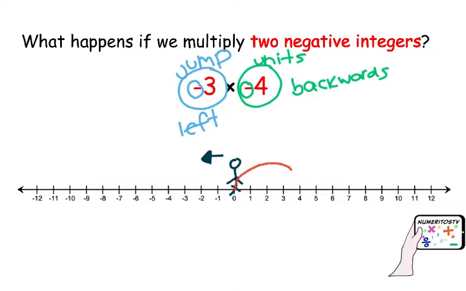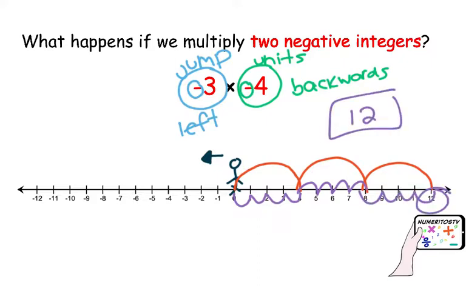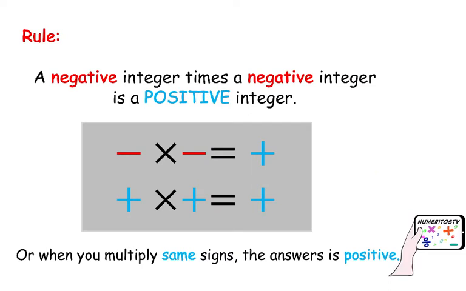So 1, 2, 3 jumps backwards. 1, 2, 3, 4. 1, 2, 3, 4. 1, 2, 3, 4. So my answer is positive. So when you multiply two negatives, the answer is always positive because you do that reverse thing that we just did. So the rule, a negative integer times a negative integer, the answer is always positive.